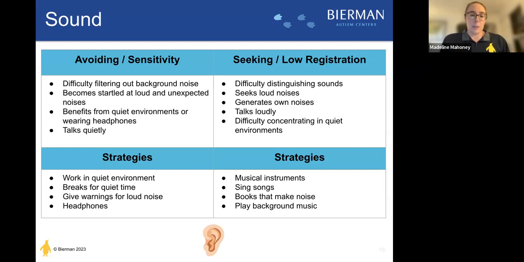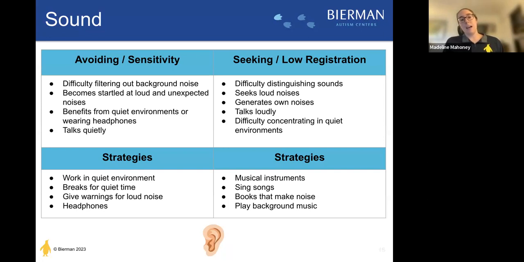So some strategies we can use with these kiddos would be to try and work in a quiet environment if possible. I know some of our centers, like mine, can be really loud. So even if they need time to go up in the front in the lobby or take a break, maybe in the staff room where it's quieter, just giving them a little bit of time to relax in that quiet environment. And then if there is going to be a loud noise and you know about it, giving a warning is always helpful. And then offering headphones can be helpful as well.